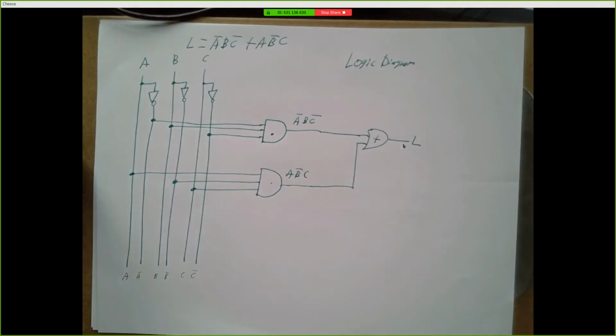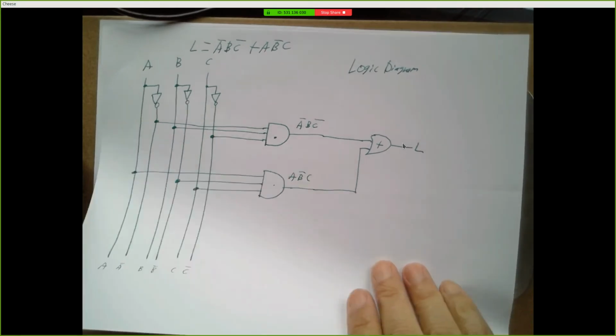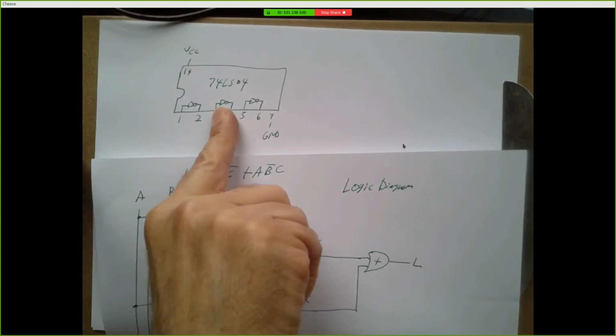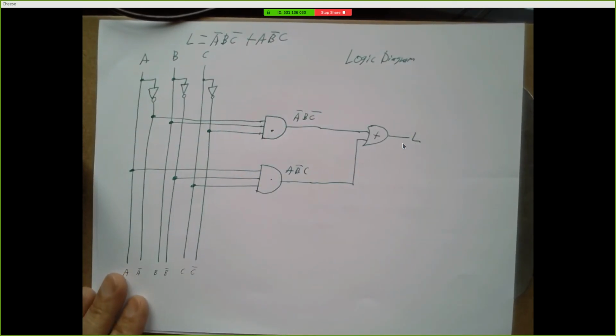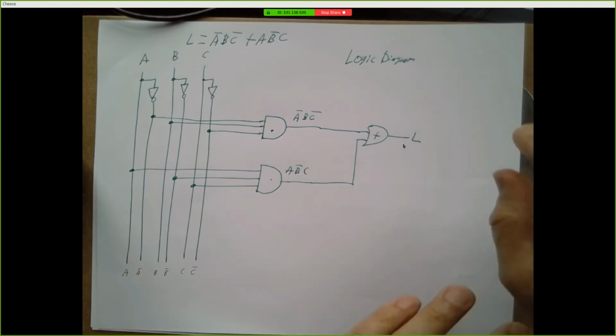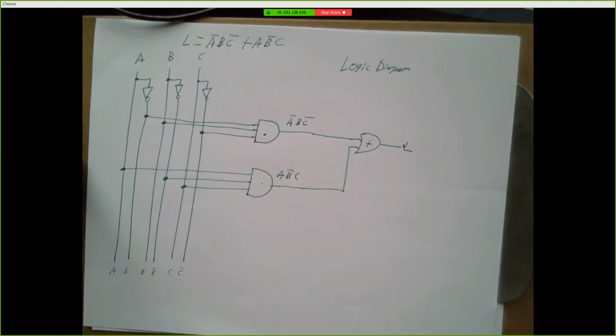But after we finish a logic diagram, then we extend it to create what's called a wiring diagram. And a wiring diagram actually shows how you would physically connect chips together to get your desired circuit. So here's a typical thing that we would see in a wiring diagram.